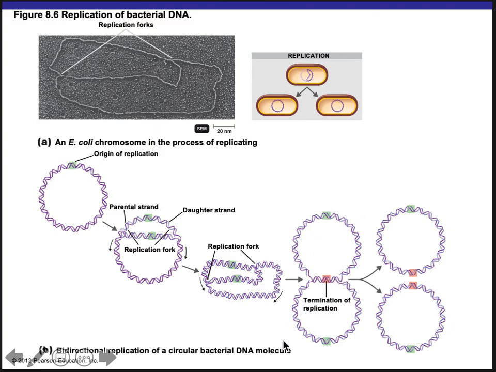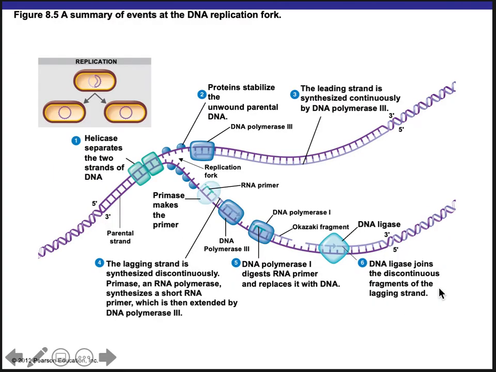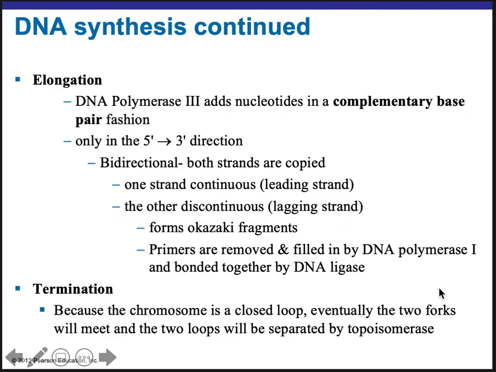And each of these loops is what we call semi-conservative. It has one original template and one newly synthesized strand in each of the loops, and they will get separated by the very enzyme that started the whole process, the gyrase, the topoisomerase. And so that's what we see here. I wrote that here for you because it's a closed loop. Eventually the forks will meet, and the 2 loops will need to be separated by topoisomerase.